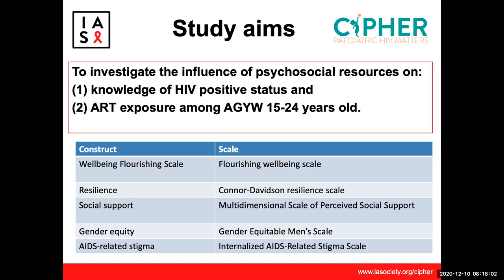Okay, so the aim of my CIPHER project was to investigate the influence of, as I mentioned before, psychosocial resources on knowledge of HIV positive status and ART exposure among participants who were HIV positive and aged 15 to 24 years. We assessed five well-known and widely used validated scales. We assessed well-being, resilience, social support, gender equity, and AIDS-related stigma. And we then conducted bivariate and multivariable analysis using R.